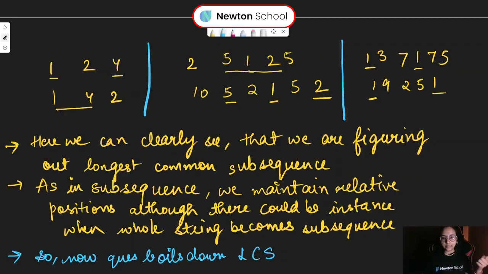Again in this particular example we check: here you can see 5, 1, 2, 5, and then 5, then 1, then 2.